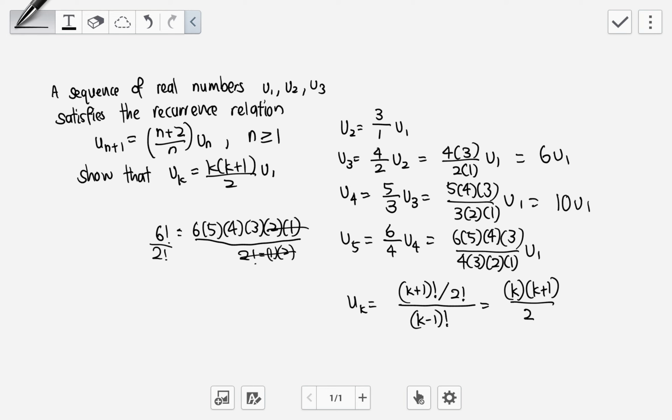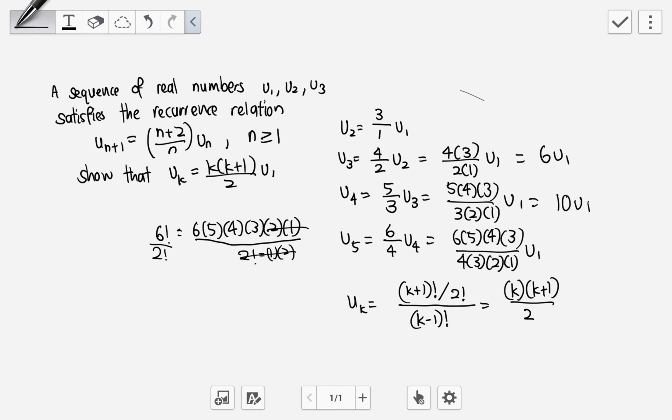Okay, then after that, why k minus 1 factorial? Because let's say 5 minus 1 is 4. Okay, so I know that k minus 1 factorial is this. So 5 minus 1, 4 factorial. Okay, 4 minus 1 factorial is 3 factorial. So whatever my k is, this describes this relationship.